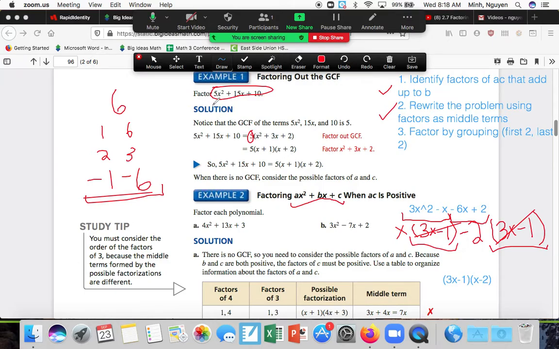So if you can't factor out a GCF right away, then you have to do this, right? So I would definitely copy this down. Kind of formulaic, but definitely works. So I would go for it.